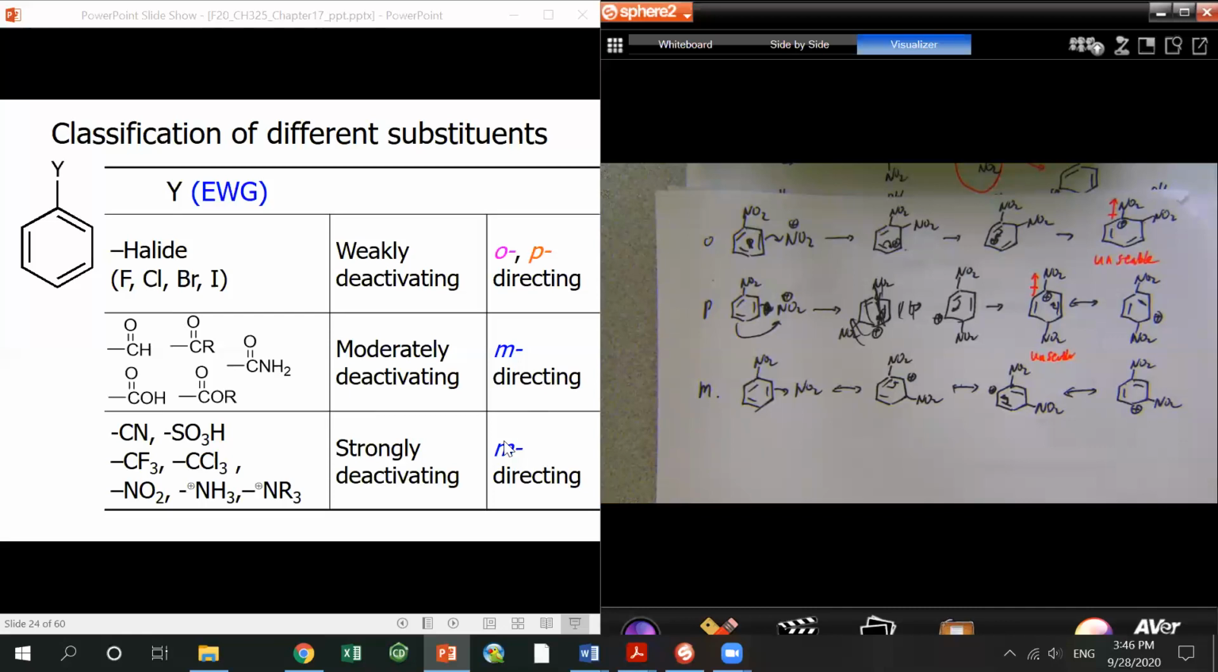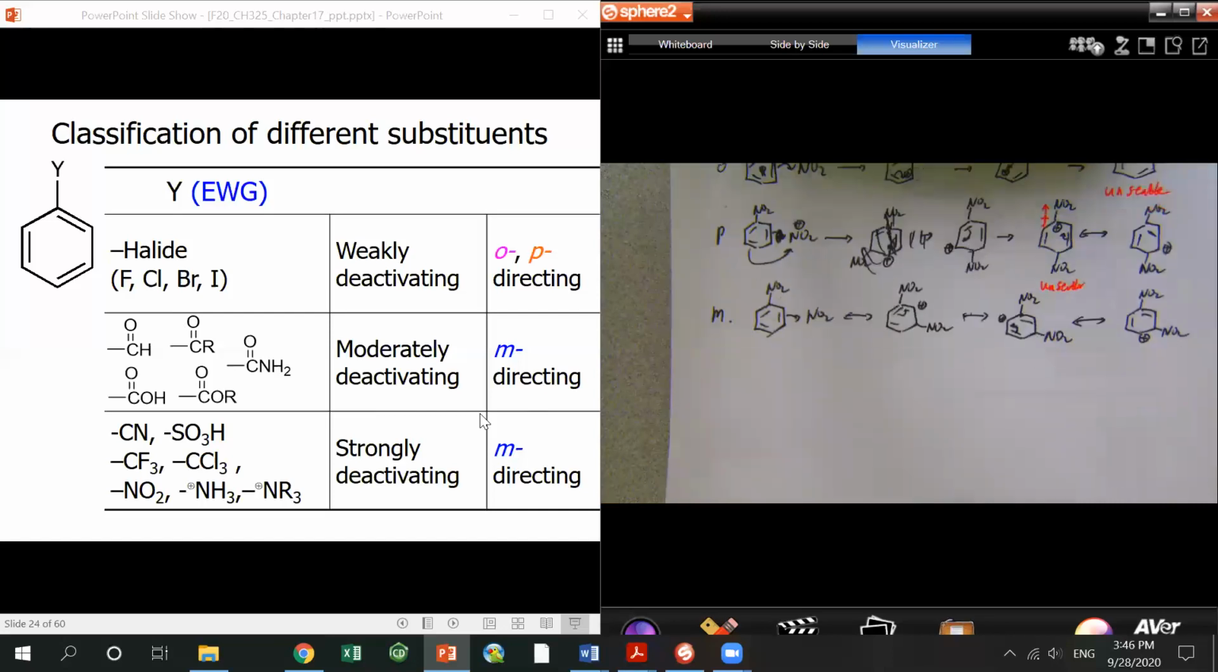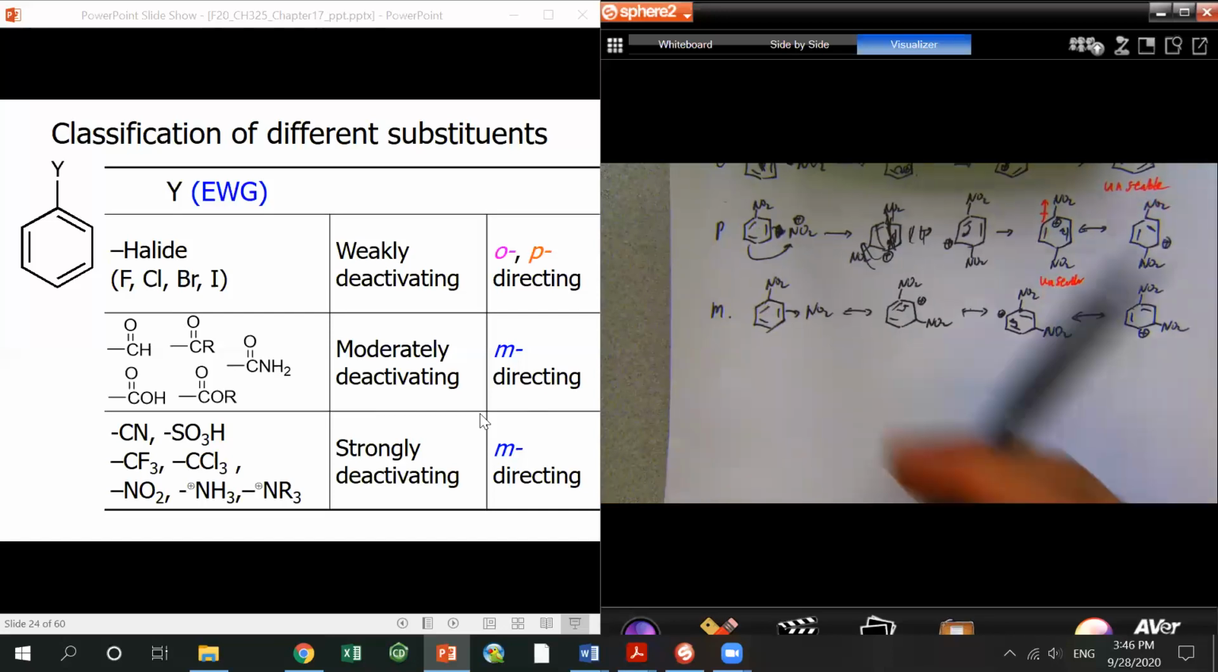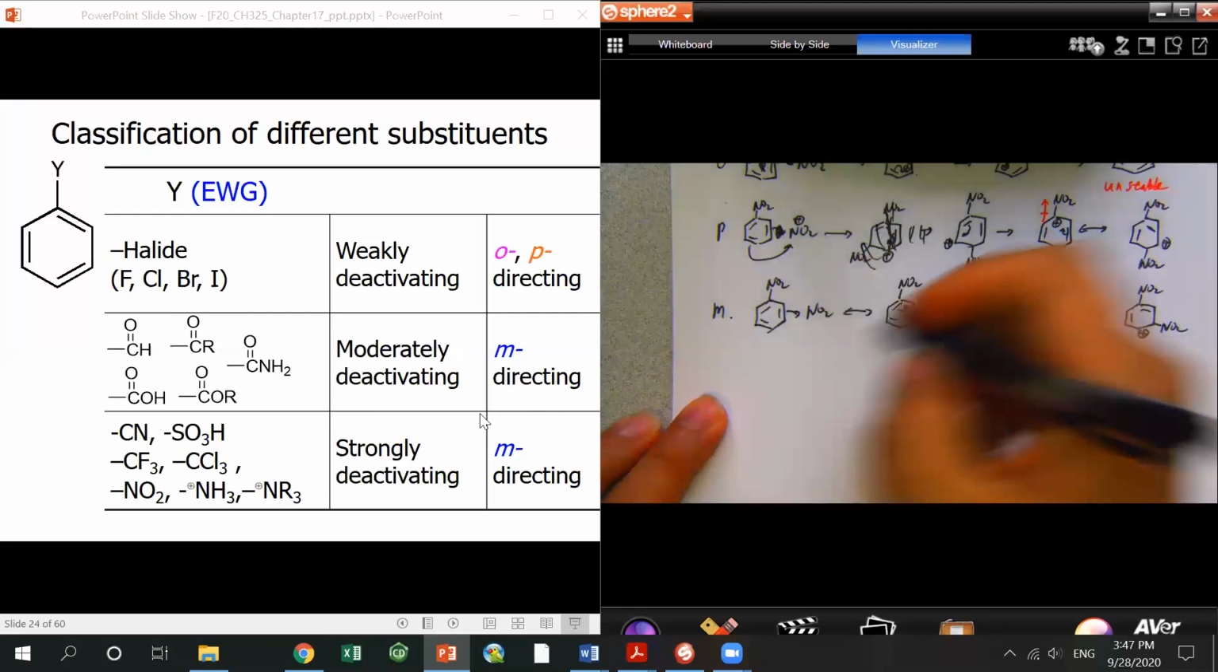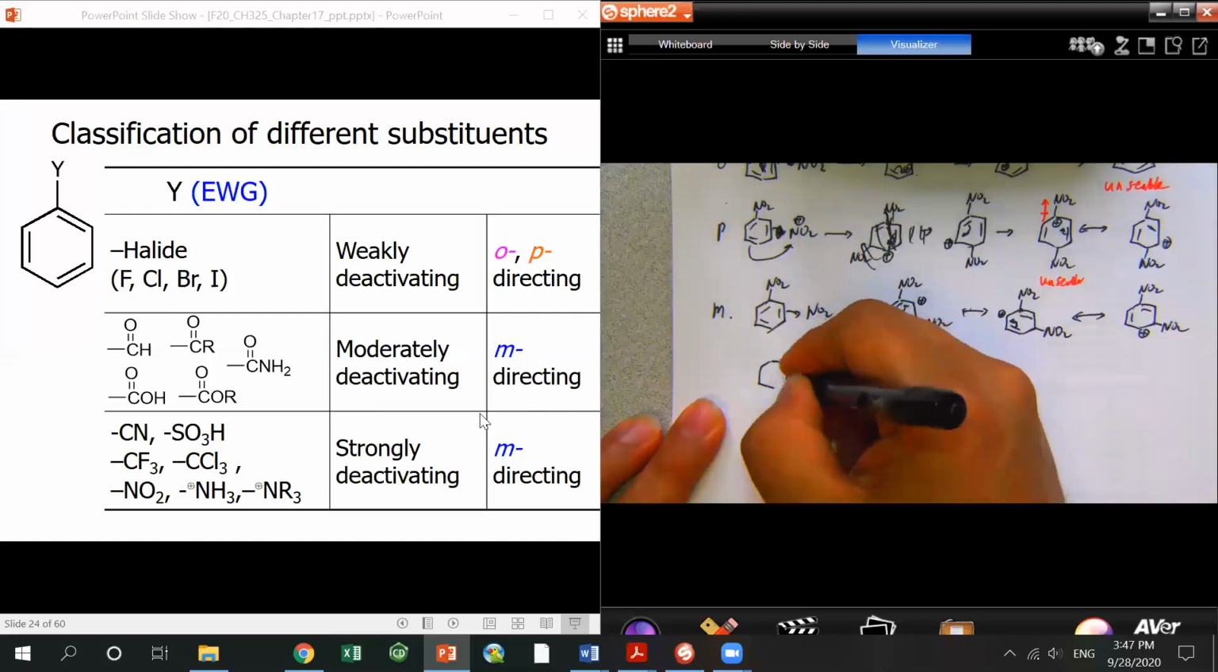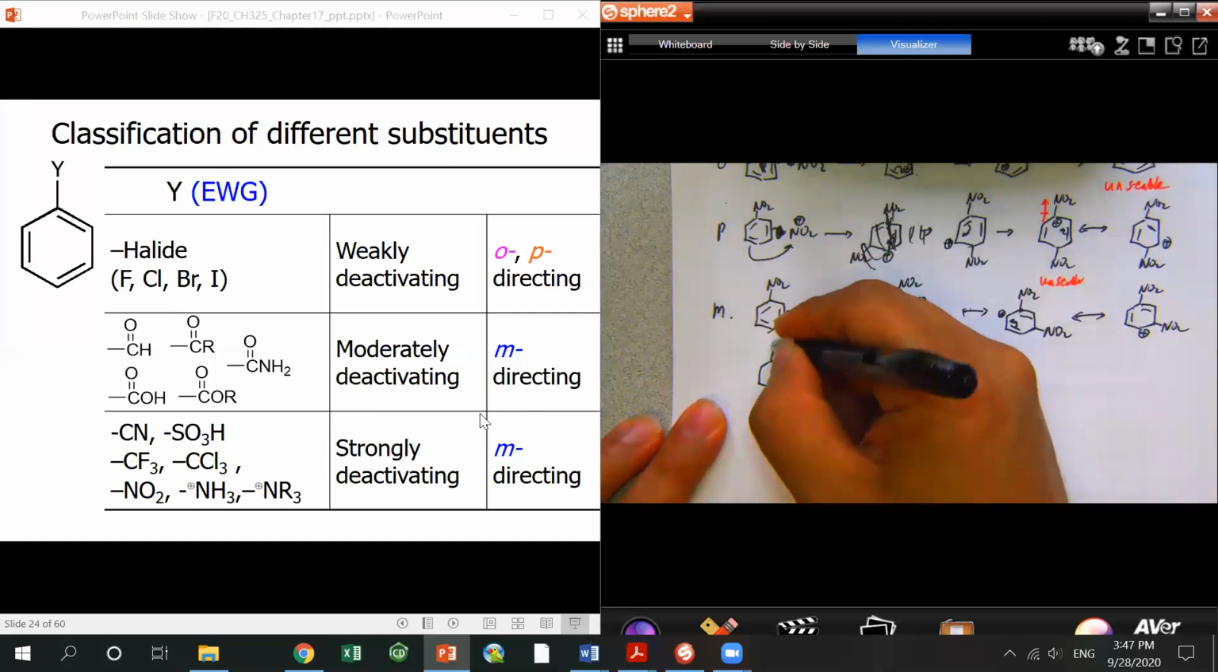Once that's done, keep this a little bit in mind, because it's an important thing in this chapter. One type of question you see in this chapter asks you to draw the product for a monosubstituted benzene, for example, here.